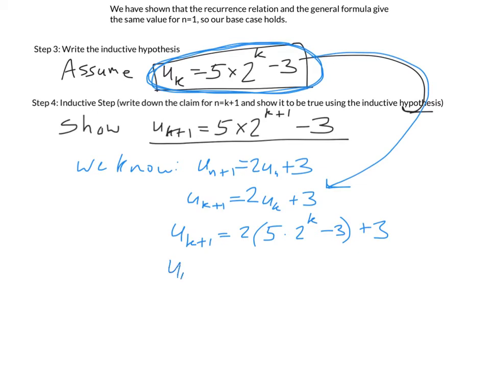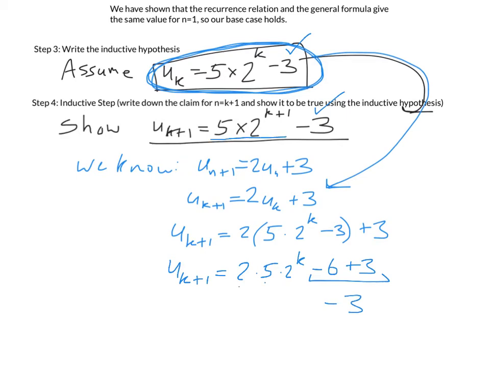So when I do this, I get u sub k plus 1 equals 2 times 5 times 2 to the k minus 6 plus 3. Well, the minus 6 plus 3 on the end turns into minus 3, and that's good news because that matches the thing that's there. We're trying to show this one. This is a little bit different right here, though.